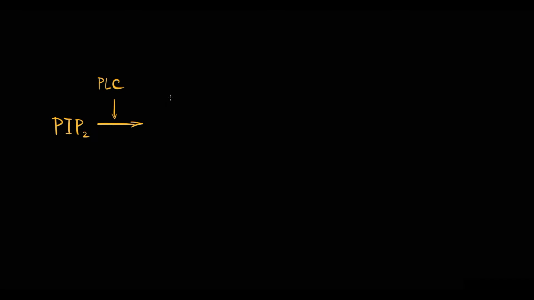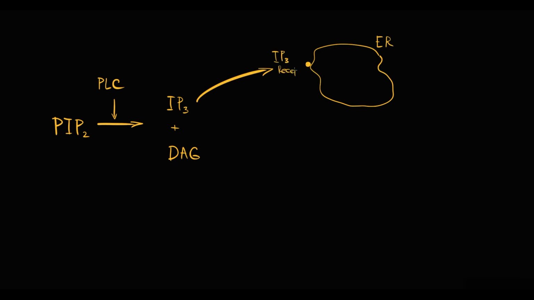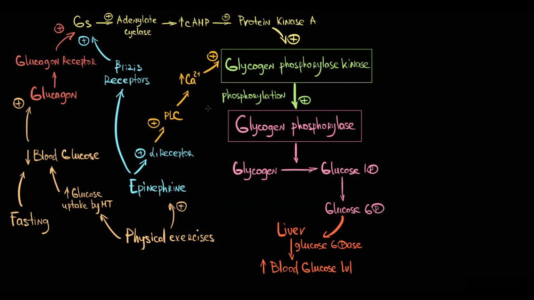of two end products, inositol 3-phosphate and diacylglycerol. Inositol 3-phosphate then diffuses through the cytoplasm and interacts with inositol triphosphate receptors on the endoplasmic reticulum, and this provokes the endoplasmic reticulum to release calcium into the cytosol. So this results in increase in intracellular calcium level, and increase in intracellular calcium level activates glycogen phosphorylase kinase.